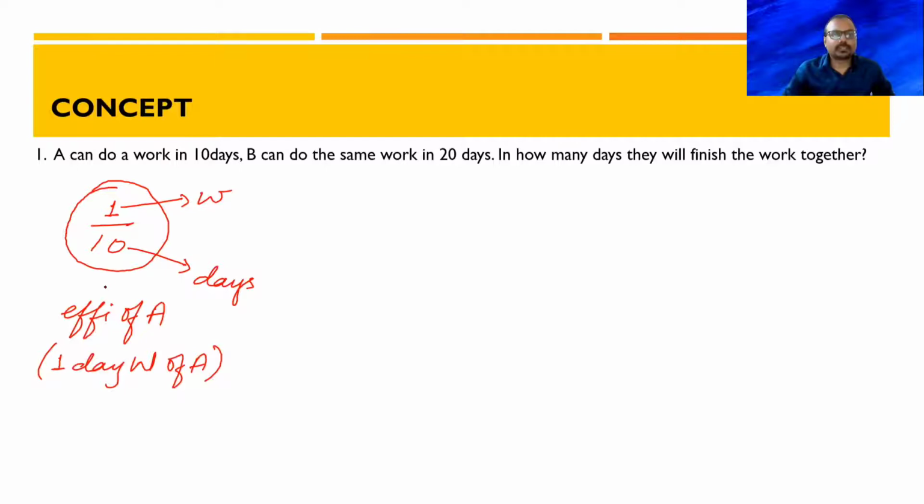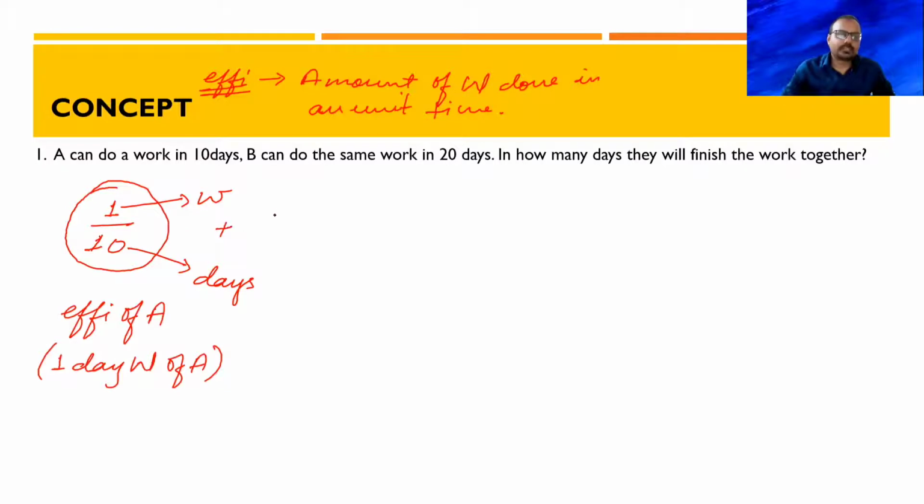So what is the meaning of efficiency? Efficiency is defined as the amount of work done in a unit time. Amount of work done in a unit time, that is called the efficiency of A. So in one day, how much work is that person going to do? 1/10 of the work. So 1/10 we have taken as the efficiency of A.